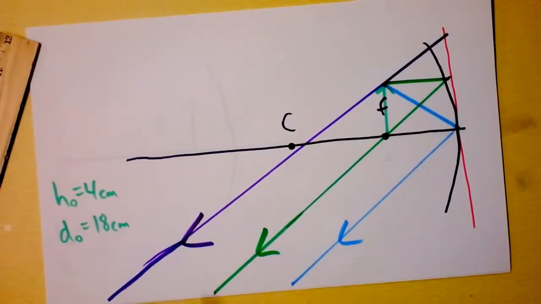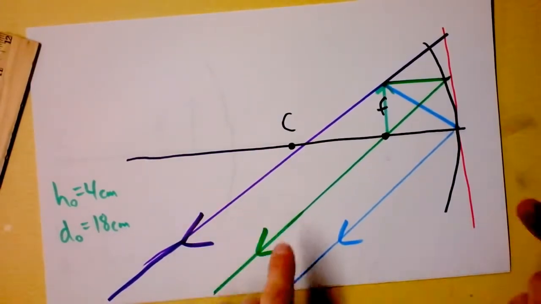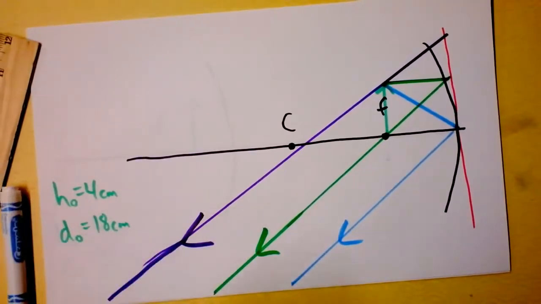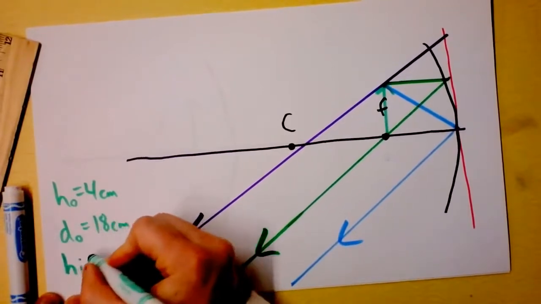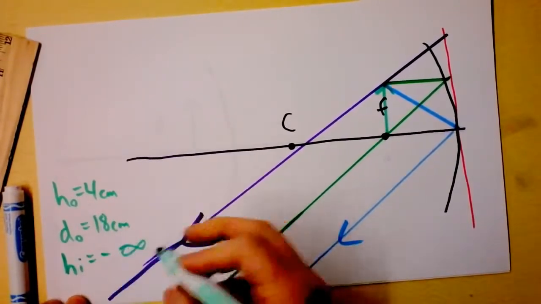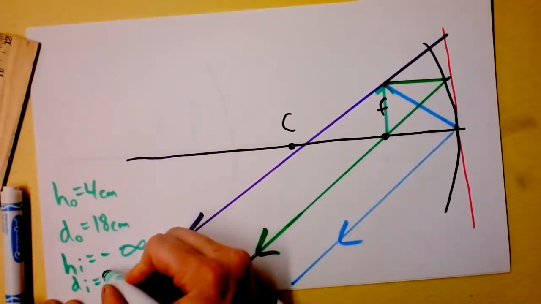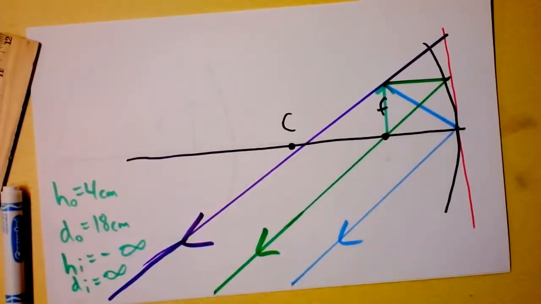I'll tell you. They're going to meet at infinity, which means my object is at infinity, and it is infinitely big. Wait a second. You're saying right now that the height of the image is negative infinity, and the distance of the image is infinity? Cool. That means we have some very interesting magnification going on.